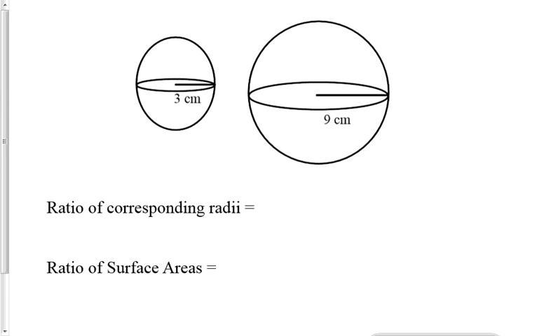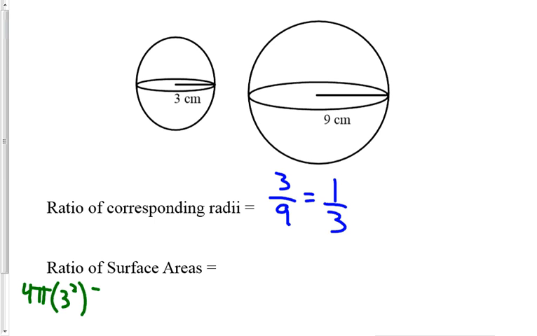All right, last example to look at. So we have two spheres, 3-dimensional figure. Let's see if the conjecture holds. We have the radius of the smaller sphere is 3, radius of the bigger one is 9. Ratio of those corresponding radii would be 3 over 9, or 1/3. We have to calculate the surface areas of the spheres. 4 pi for the small sphere, radius squared. 3 squared is 9. 9 times 4 is 36. That's 36 pi.